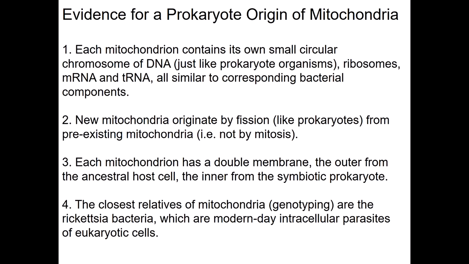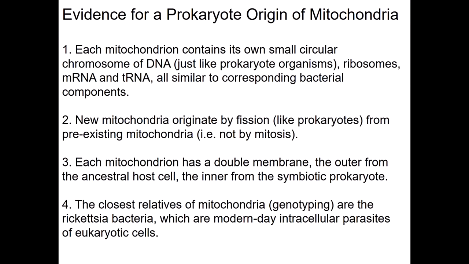The closest relatives of mitochondria by genotyping are the Rickettsia bacteria. So you can compare the genotype of mitochondria to the genotype of all different organisms. And it turns out this Rickettsia bacteria is a modern-day intracellular parasite of eukaryotic cells. So you've got a parasitic bacteria that is the closest relative to mitochondria. So again, that reinforces that concept that these mitochondria were originally 2.5 billion years ago some sort of parasitic bacteria that invaded into the archaean and eventually through further evolution became a mitochondria.